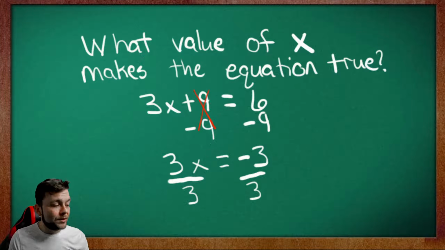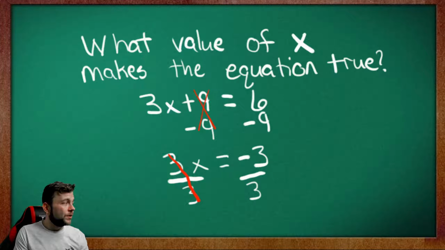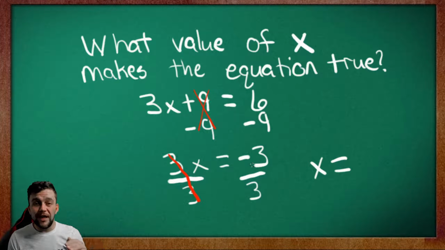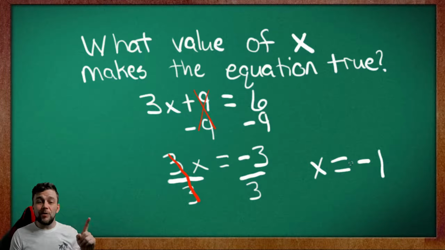Now, what happens between these 3's? This one goes down to a +1. We don't need to write that again, right? Just for the sake of neatness, I'm going to move over here. So it's x equals, and what is -3 divided by 3? Well, 3 divided by 3 is 1, but over here on the right side, we have this -3. So what happens when you divide a -3 by 3? You have a -1. And that is the value of x that makes this equation true.